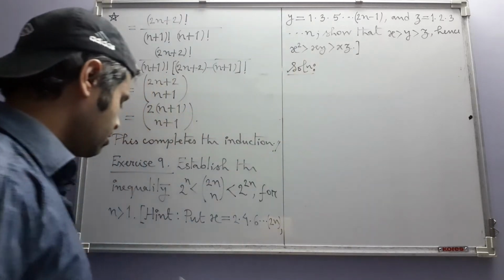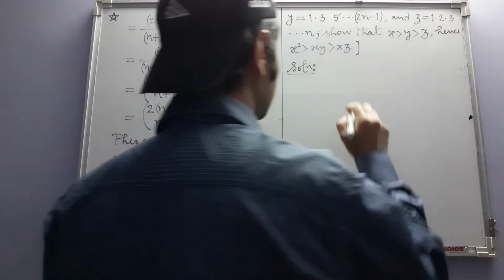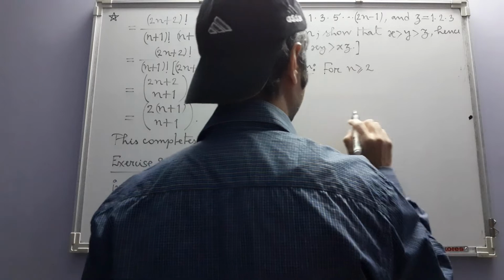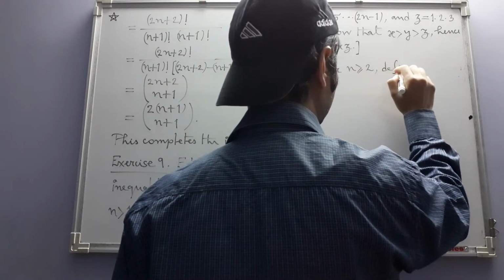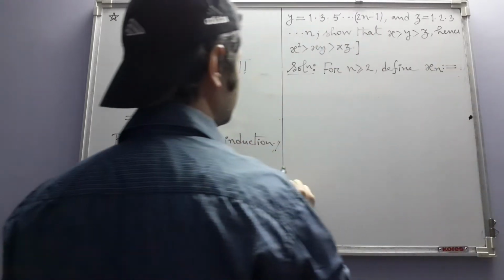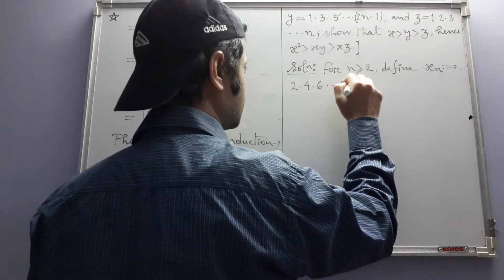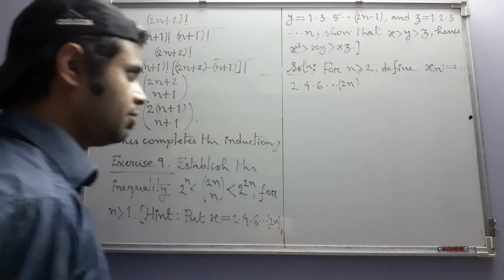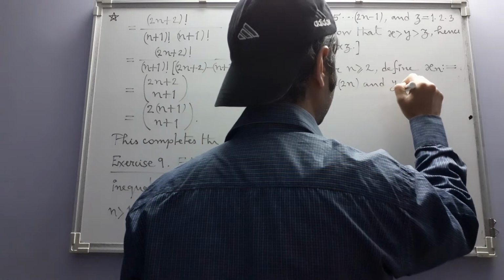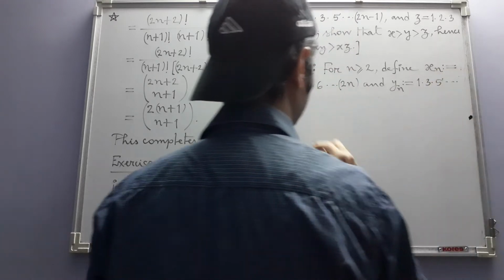Note that here n does not start from 1. The smallest possible value of n is 2. So for n greater than or equal to 2, define xn to be this, the product of these even positive integers, and yn to be such a product but of odd positive integers.